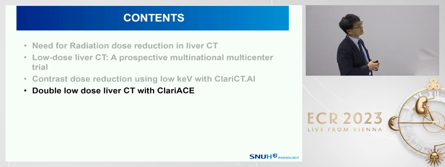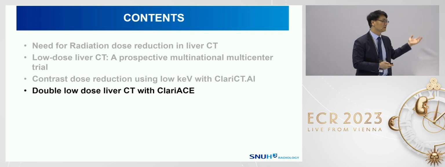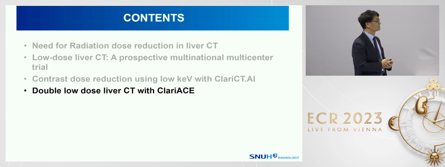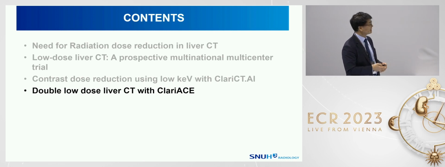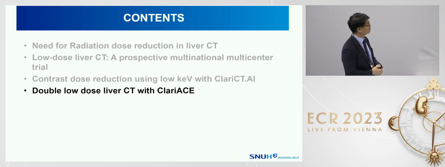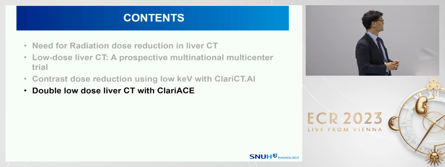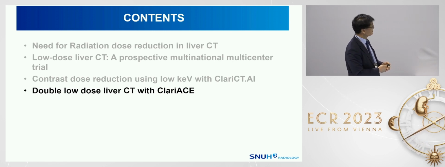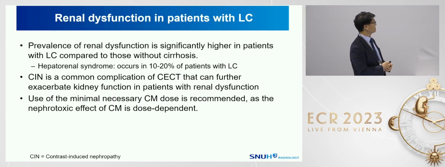So that means we can reduce the contrast dose by combining low kV images with ClariCT.AI. But still, we need a dual energy CT scanner in order to achieve that goal. The next aim of ClariACE is to make the same result using a deep learning algorithm. So I'd like to share the recent study result at our center using ClariACE.